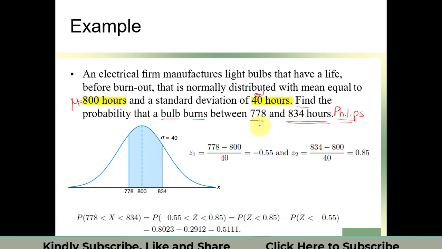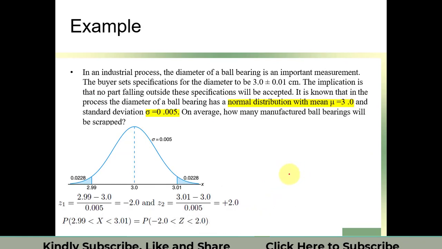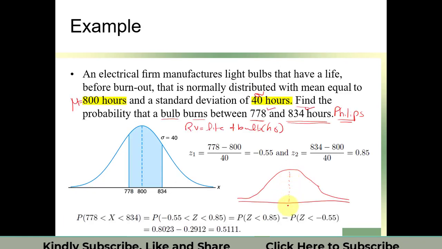So you will have to check what the random variable is here. The random variable is equal to the life of the bulb, in hours. We have two values of the random variable, 778 and 834. In this question you will again have to draw a graphical diagram. Draw its mean central line: the central line is 800, 834 will be on its right side, and 778 will be on its left side.